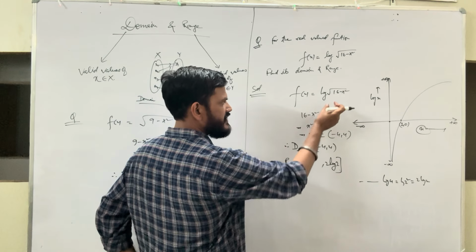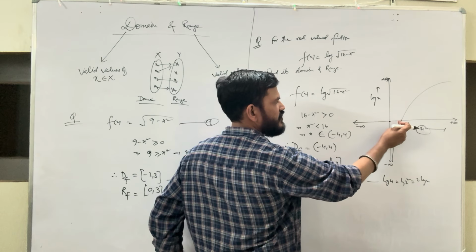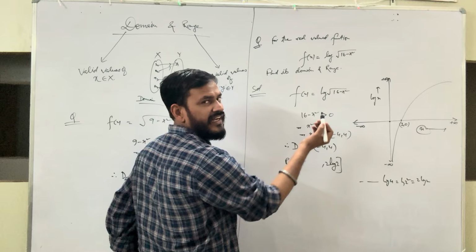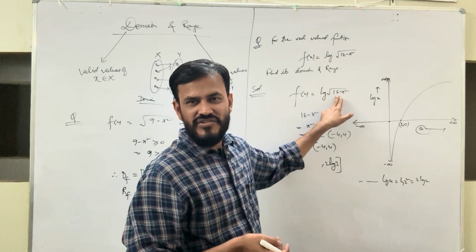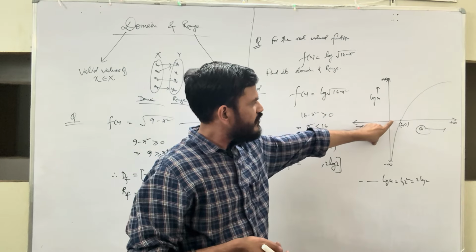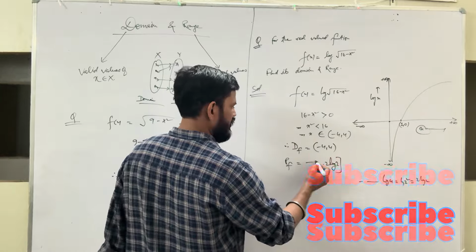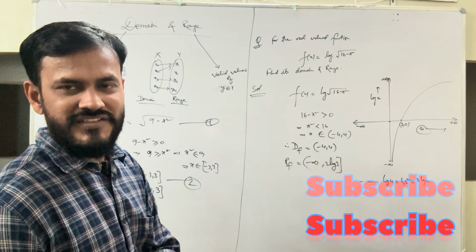The minimum value, you see, you can choose x such that 16 minus x square lies between 0 and 1. You may choose x to be 3.99999999, and then this difference will be 0.00 something, which will be a very small positive value, and a very small positive value will lead you to negative infinity. So its minimum value will be negative infinity. So that's how you find out domain and range.